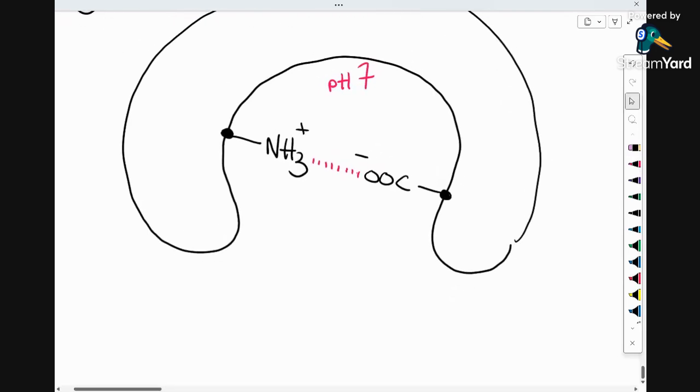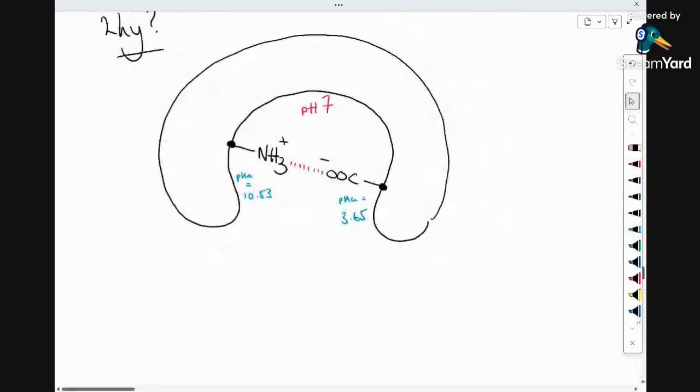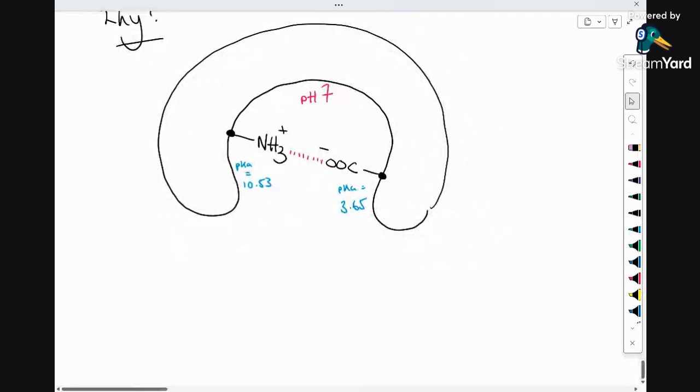Now, let's imagine the pKa value for the positively charged amino acid is 10.53, something like that, and for the carboxylic acid 3.65, something like that. How does pH alter enzyme activity or protein function? Well, the answer is if we were to hypothetically decrease the pH, this increases the proton concentration. Okay.